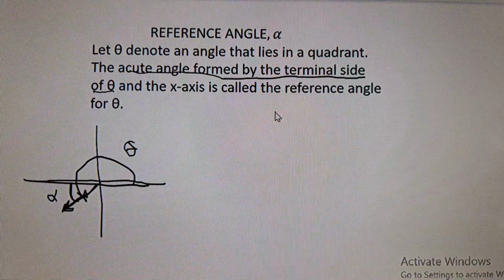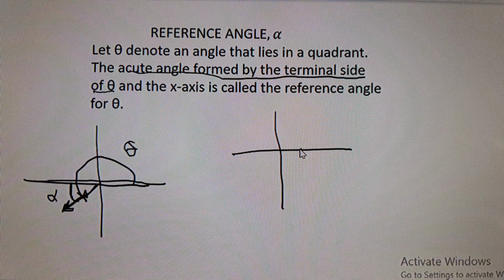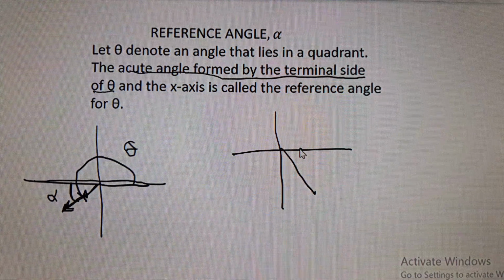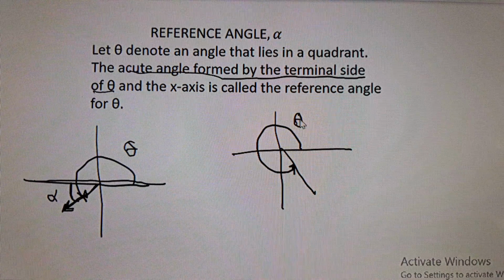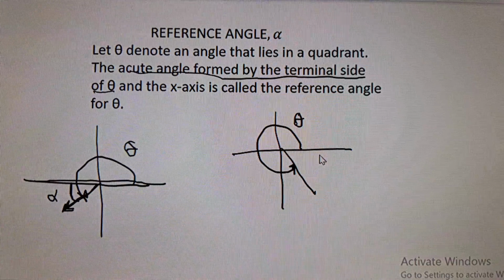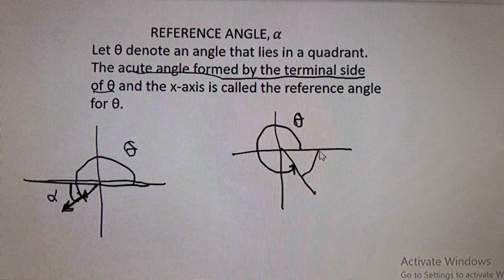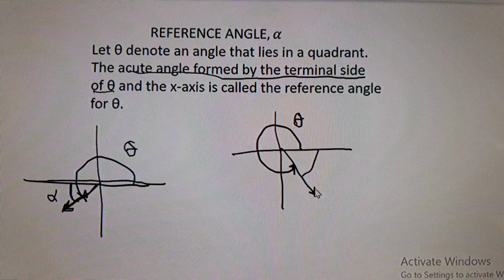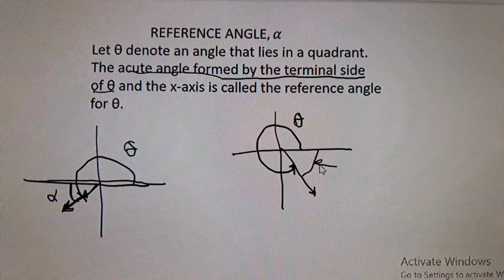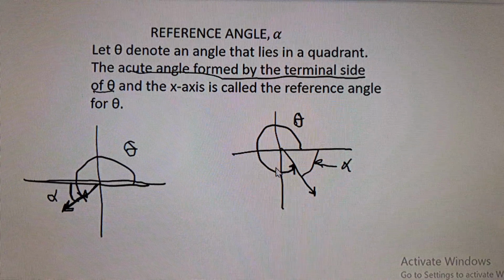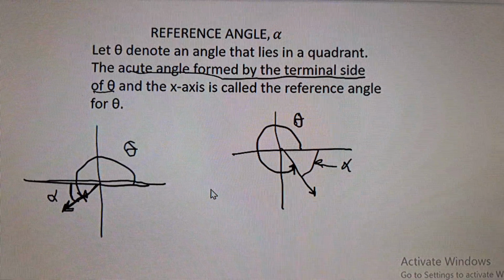And let's assume that we have the last case, in which we have the angle theta in the fourth quadrant. What would be the reference angle? Well, you guessed it. It is this angle. It's the angle that it makes with the terminal side and the x-axis. So that angle right here is your reference angle. Let's take a look at several examples.